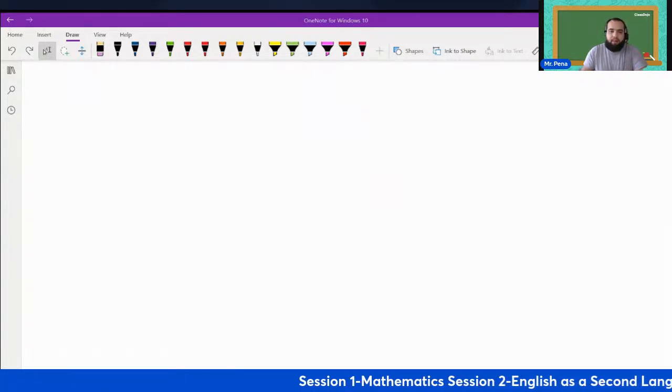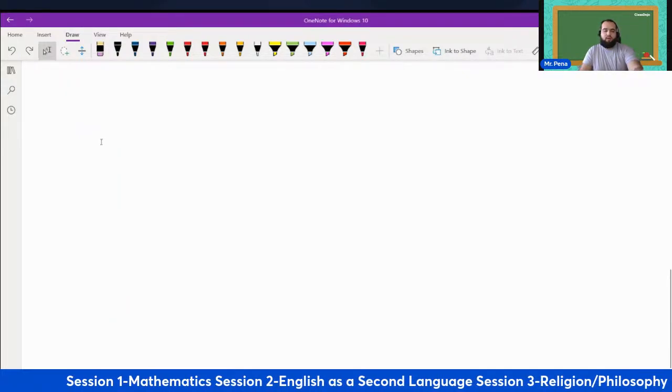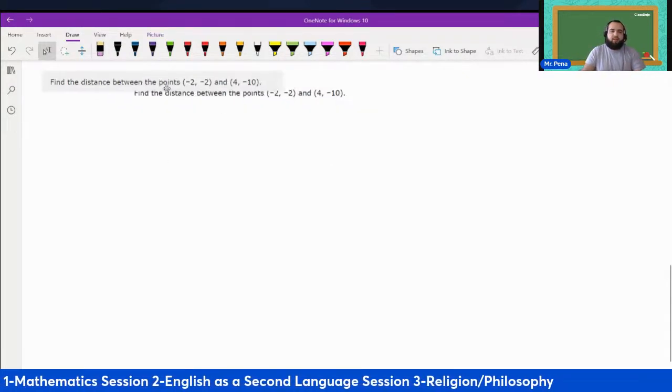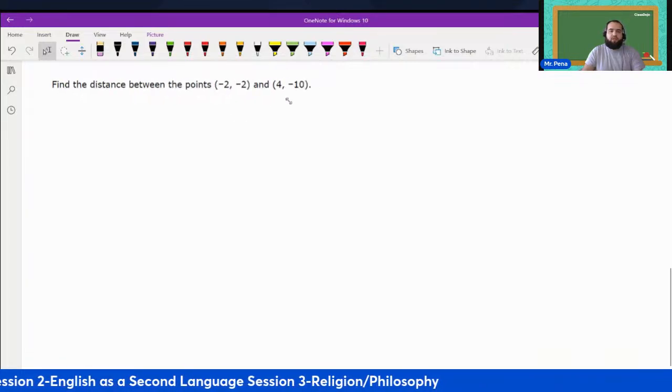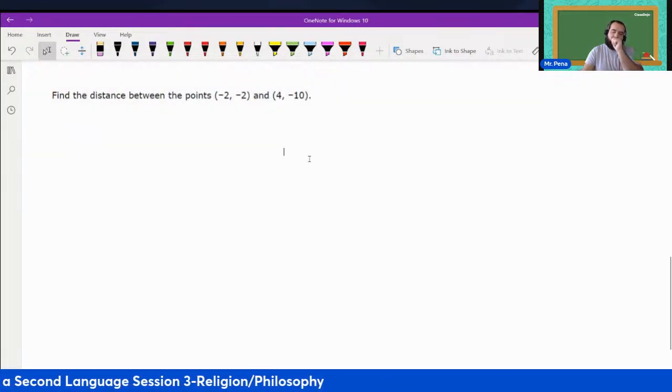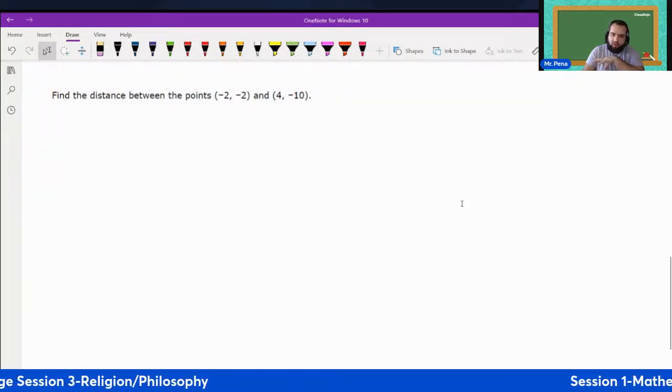Now for our next problem, which says, find the distance between the points negative 2, 4, and negative 10.